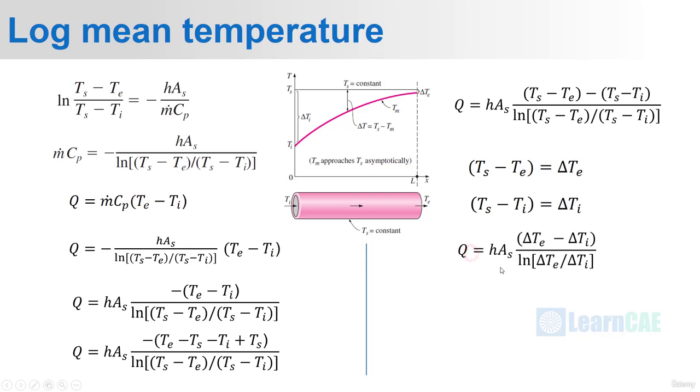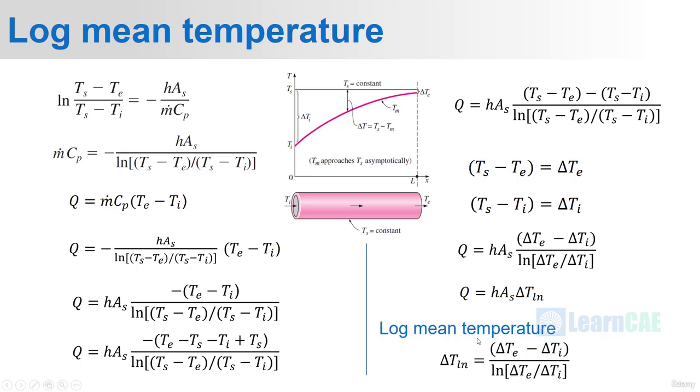Therefore Q will be equal to hAs into (delta Te minus delta Ti) divided by ln of delta Te by delta Ti. Here this whole term after hAs is called log mean temperature. Therefore Q can be written as hAs into log mean temperature delta T ln, and the log mean temperature is given as delta T ln is equal to (delta Te minus delta Ti) divided by ln of delta Te divided by delta Ti. This may seem a bit confusing, but if you go through this once, it will be easy.